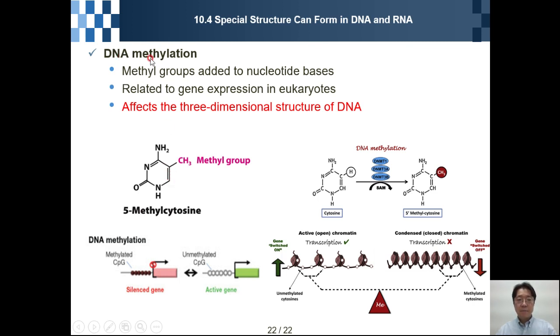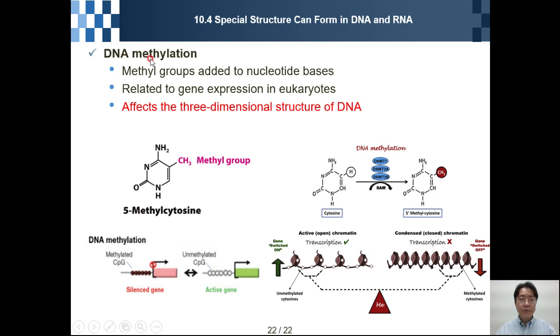If DNA methylation happens, it is also related to gene expression in eukaryotes. For example, this is a gene structure. Usually DNA methylation happens in the promoter region. If DNA methylation happens in the promoter region, the transcription factor cannot bind to this region, so it can induce gene silencing. If the promoter region is unmethylated, usually the transcription factor can easily bind to the promoter region, and after that the gene is actively transcribed.